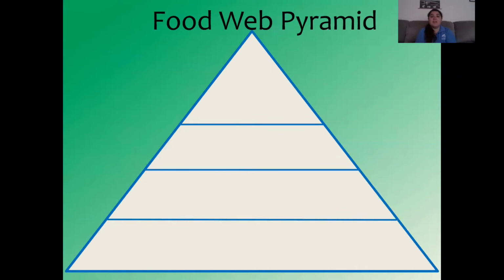So we're going to talk about the maritime forest, and I'm going to talk about a food web pyramid for that maritime forest to talk about those biotic or living factors. So in our food web pyramid, our producers are on the very bottom. The producers are the base of all food webs and food chains and ecosystems.